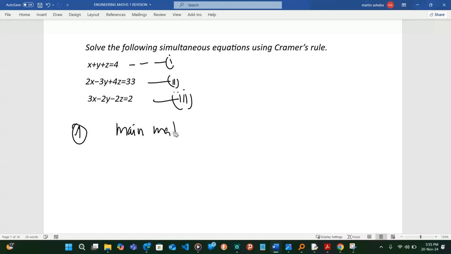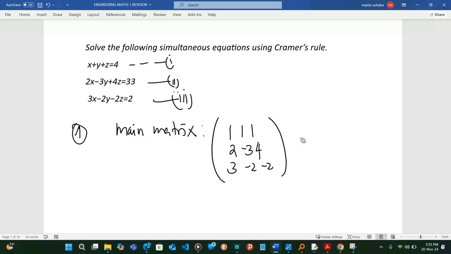So main matrix, so that we have 1, then 2, -3, we extract the coefficients. So 4, then we have 3, we have -2, we have -2, then we multiply our x, y, z. This is equal to a column of the outputs, which is 4, 33, and 2.